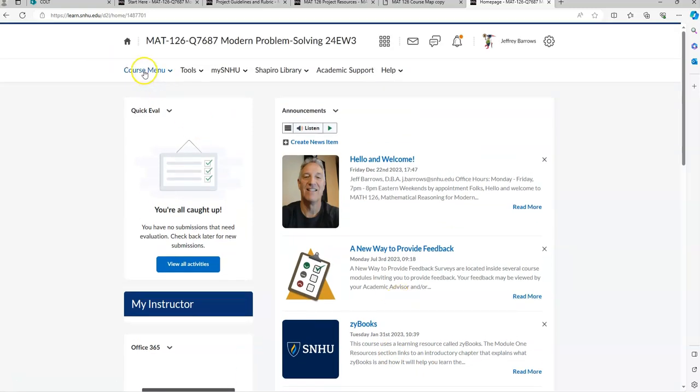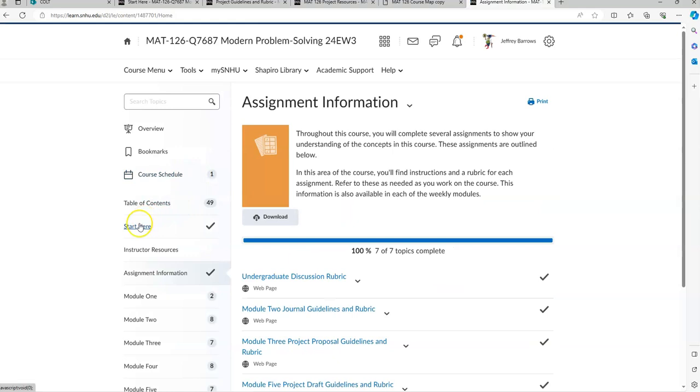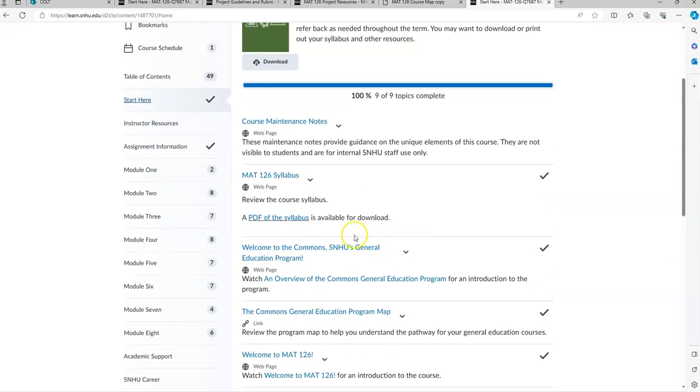And then if you go over here to the course menu link and go down to learning modules, if you click on the start here link, you will have a link here to the syllabus. Probably best to download this PDF version, and that way you have it.